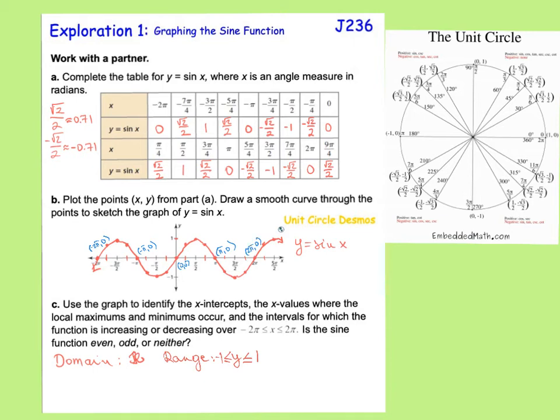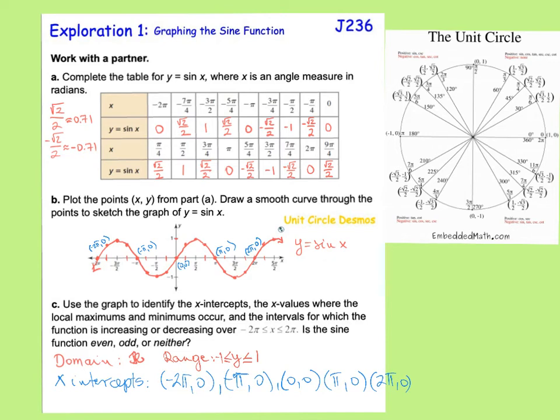So let's list them at the bottom of our page. The x-intercepts are going to be (-2π, 0), (-π, 0), and then we'll have (0, 0), then we'll have (π, 0), and then we'll have (2π, 0). So these are all our x-intercepts.